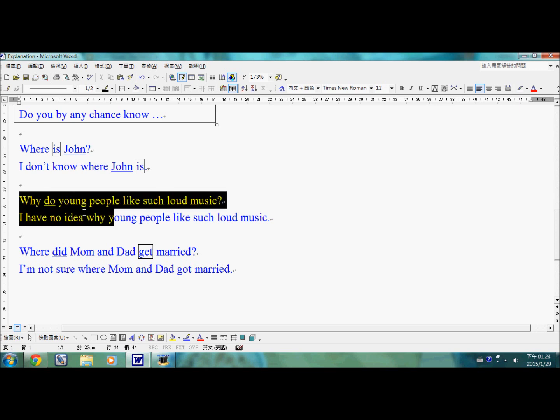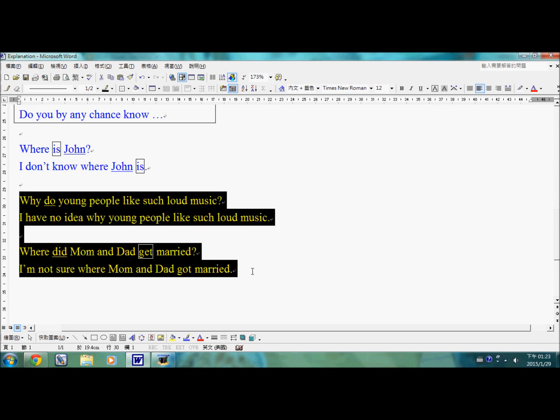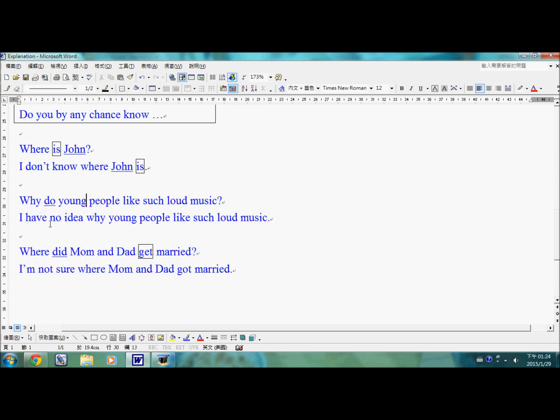So be careful with these kinds of questions, simply because we don't use helping verbs in statements. So when you have sentences like this, with simple tenses, simple present tense or simple past tense, do or did or does, remember to take away these helping verbs and mind the verb changes of your sentence. In this case, we do not use did, so get becomes past tense. We don't use do in statements, so no do in this sentence. Okay? Now let's go back to the lesson plan.